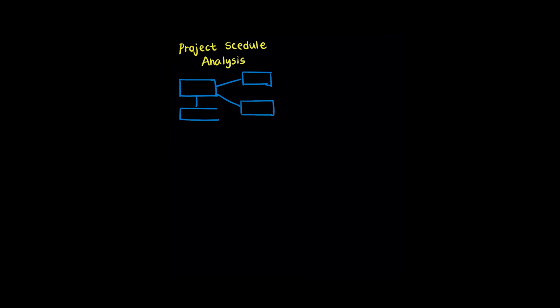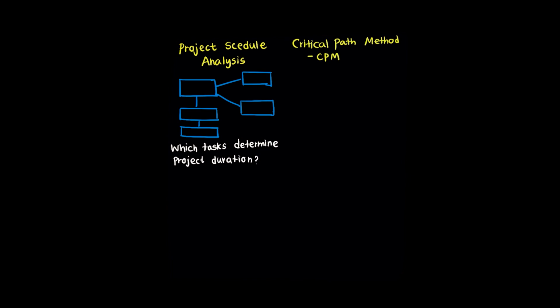The critical path method is a scheduling technique that analyzes task dependencies and durations to identify the sequence of tasks that directly determine the project's overall duration. This sequence is called the critical path. Any delay in a critical path task delays the entire project. Tasks not on the critical path have slack or float time. They can be delayed without affecting the project's end date.